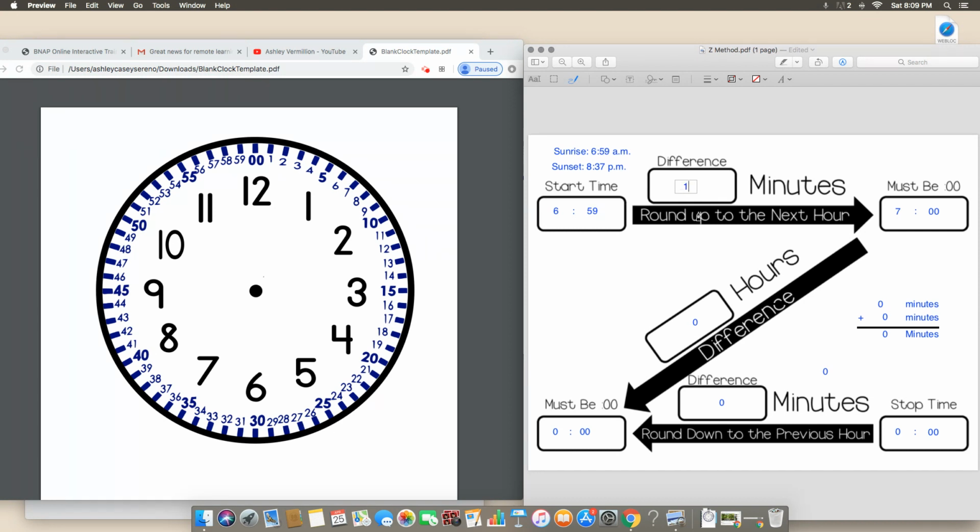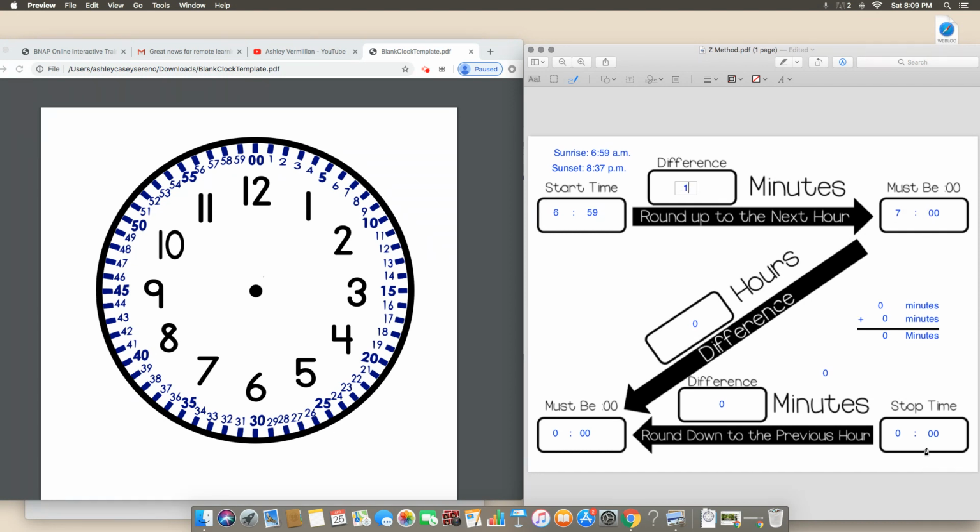Now, I'm going to actually jump down to my stop time. The sun set at 8:37 p.m. I'm now going to round 8:37 p.m. to the previous hour, which means it's going to stay at 8 o'clock.